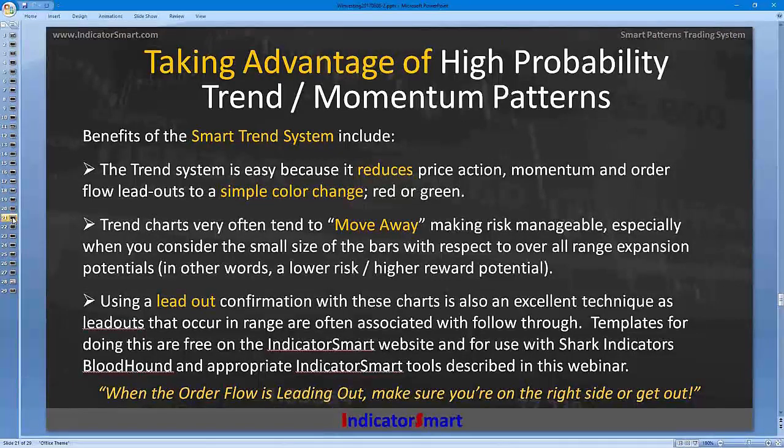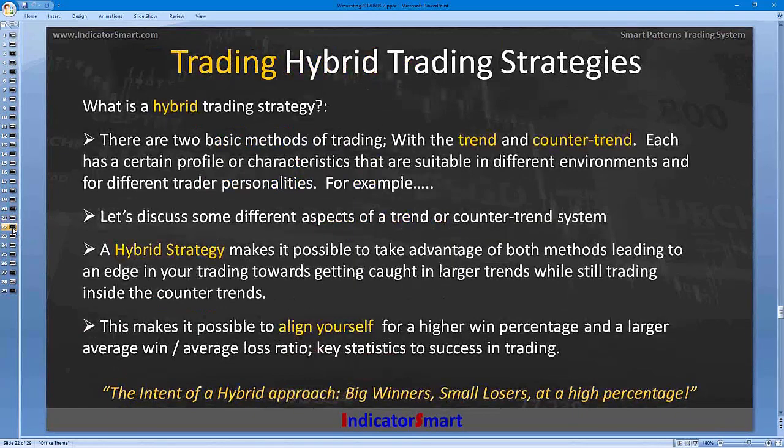And that's especially true during news time, for example. So you are using a lead in the order flow as a confirmation to what's happening. And you get follow through with that because order flow tends to lead price action. And if you've got the components for it, the template for doing that's free on the Indicator Smart website. And there's a link I'm going to give you to the page where you can get that if you have the components to do that.